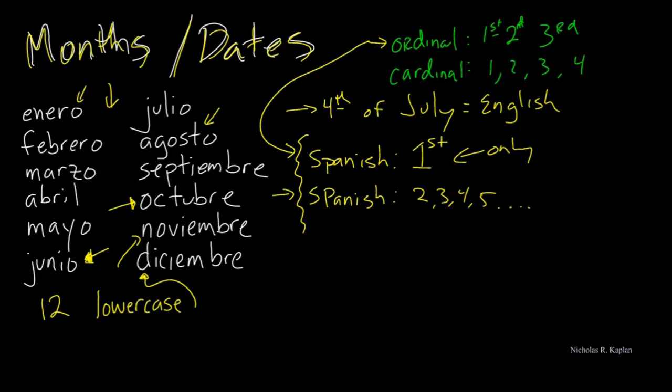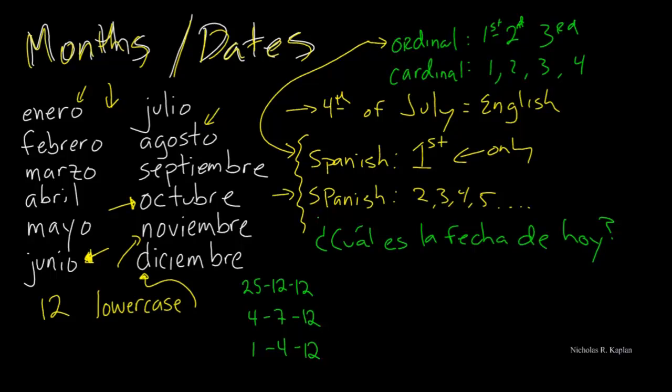So how would we use this? Well, what if someone were to ask you the question, what's today's date? And you could say, now let's pick a few dates here. Now when we're writing dates in Spanish, we are going to go with day, month, year. And so that's a little bit different than what we have in English. All right, so day, month, year.